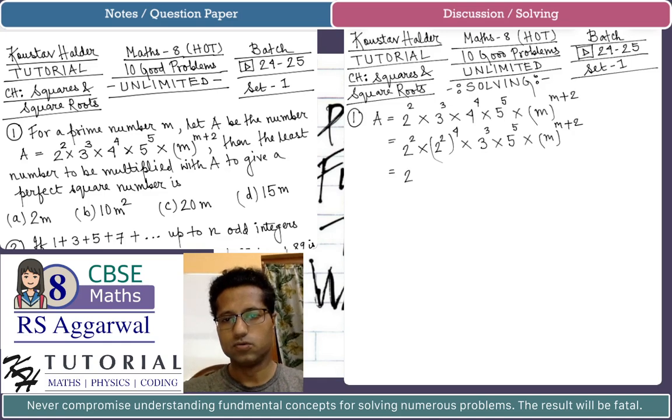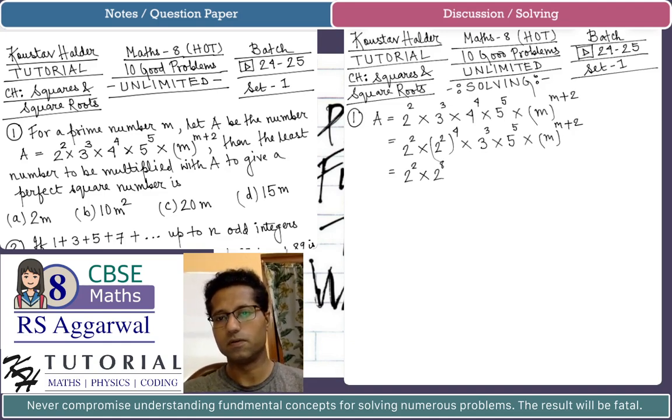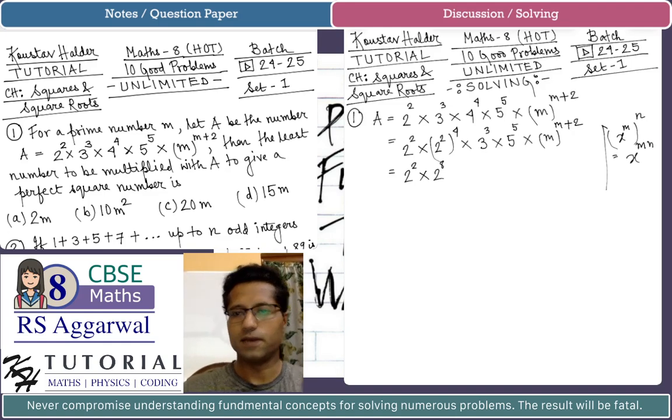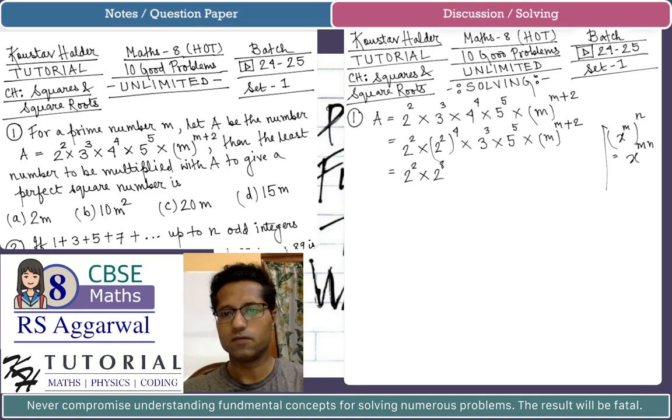So we have 2 square multiplied by this, which will be 2 to the power 8, because 2 square and whole raised to the power 4 becomes, we know that x to the power m, and then this whole raised to the power n is equal to x to the power m into n. Applying this concept, we can say that 2 square raised to the power 4 is 2 to the power 4 into 2, that is 2 to the power 8. And we have 3 cube, 5 to the power 5, and m to the power m plus 2.